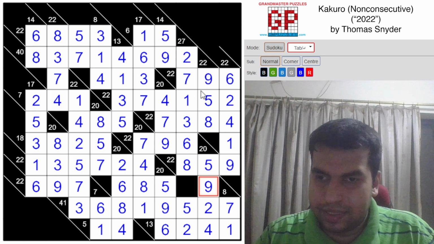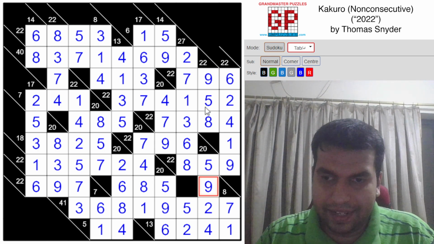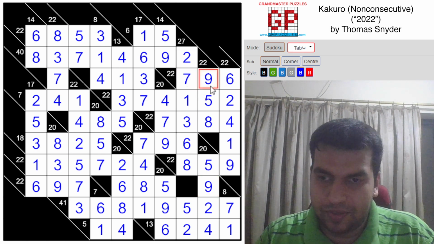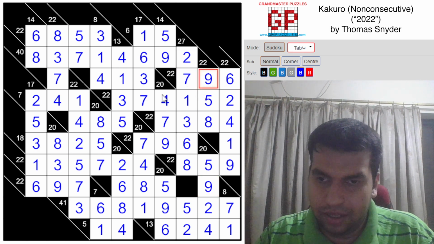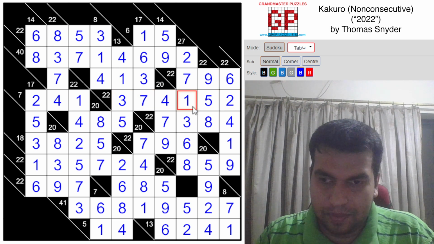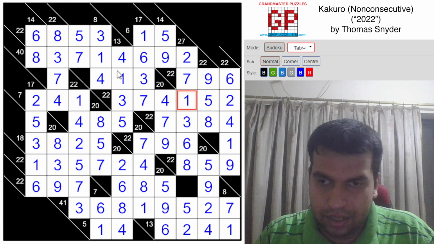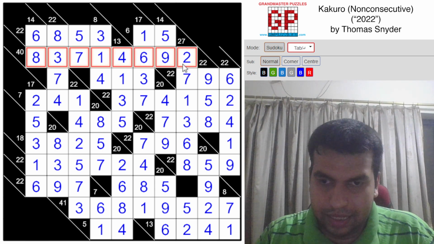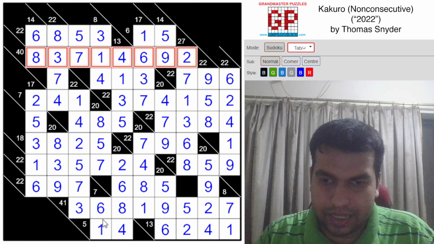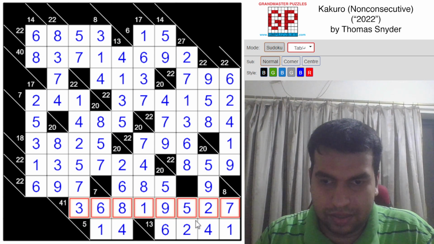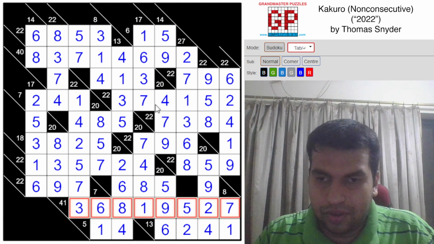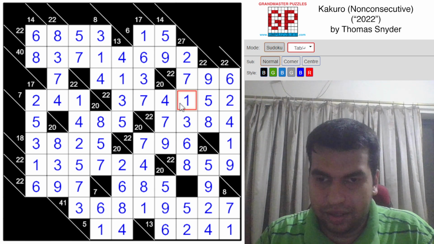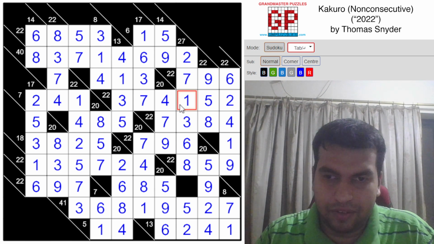So this Kakuro was heavily driven by 22 sums. First, the 3-cell 22 sums with the separator in the middle, and then the 6-cell 22 sums because 6, 8, and 9 are missing. As we progressed, we also used the fact that 5 isn't present in this and 4 isn't present in this. That was useful as well. So all of these clues were put in a way that they were all very useful.